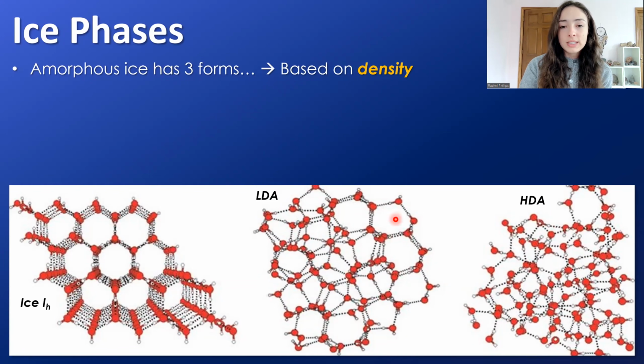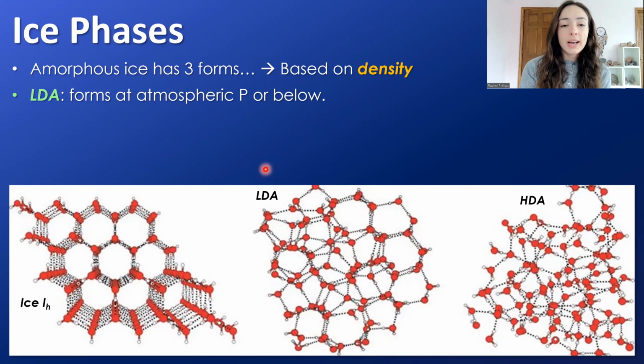Now, there's only two listed here because I couldn't find a picture of the crystal structure of the third. But we have our crystalline ice 1H shown here, and then our LDA and HDA. So we remember HDA is a high density form of amorphous ice, and LDA is low density. Now, LDA can be formed at atmospheric pressure or even below.